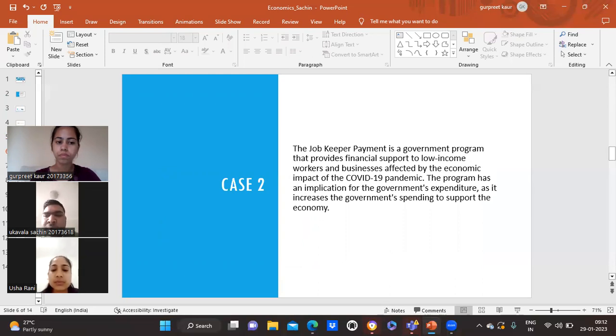The JobKeeper payment is a government program that provides financial support to low income workers and businesses affected by the economic impact of the COVID-19 pandemic. The program has implications for government expenditure: it increased the government spending to support the economy.